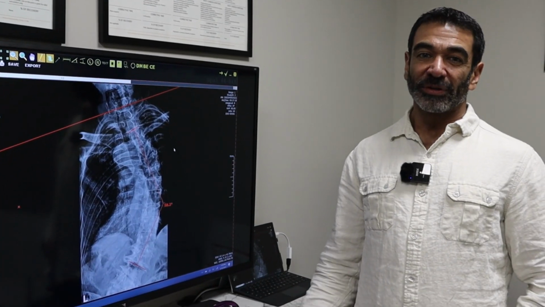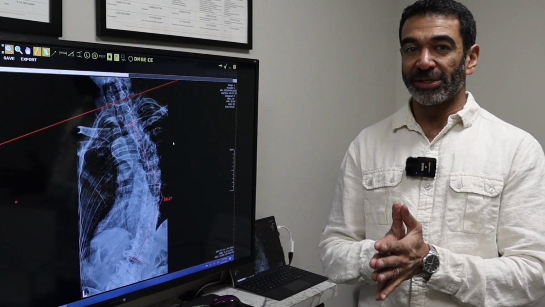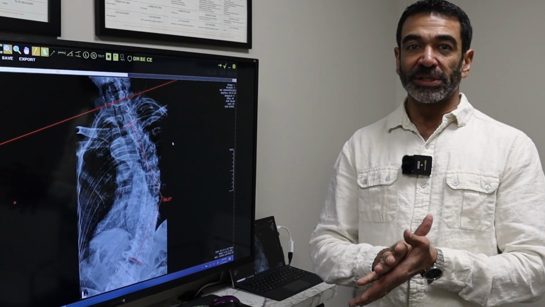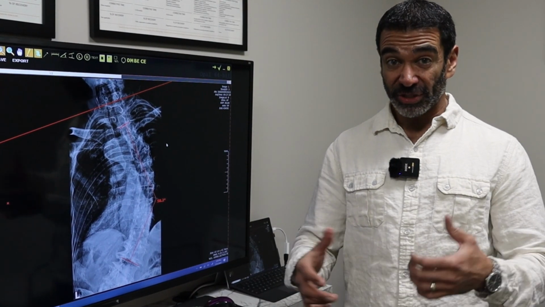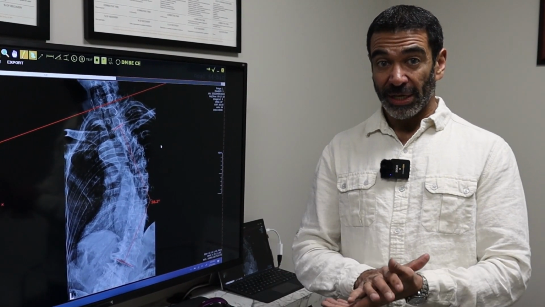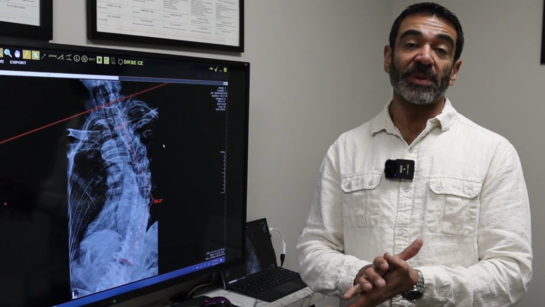So I want to talk about scoliosis, and I want to use a specific patient as an example. For the sake of protecting his name and identity, we're going to call him Mr. T. Mr. T was here earlier this week, and we did a reevaluation. We took some new x-rays on him.